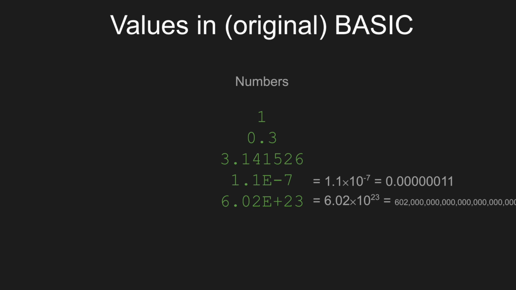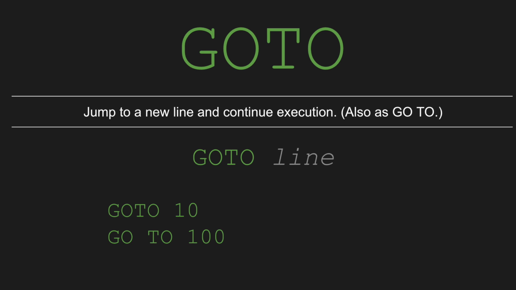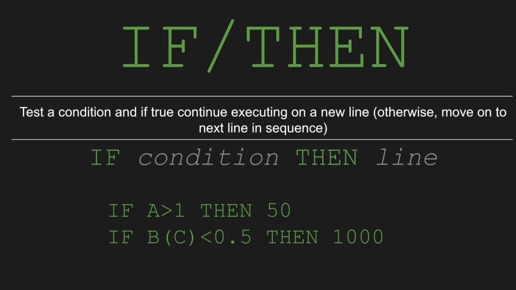Let's run through the rest of the original statements. Print to display text and importantly variable values to the terminal. Goto to redirect program flow to a new line, possibly skipping lines ahead or even going back to previous lines. Rem to add comments or remarks to the code. If then provides conditional flow into the system. It acts like a goto, except it will only redirect to the specified line if the provided condition is true.